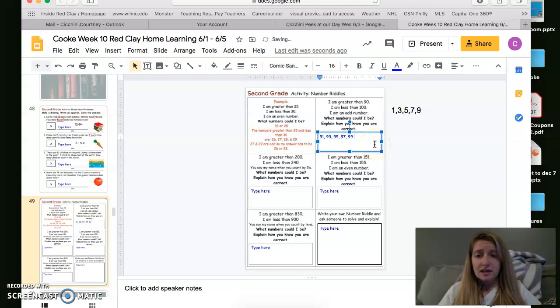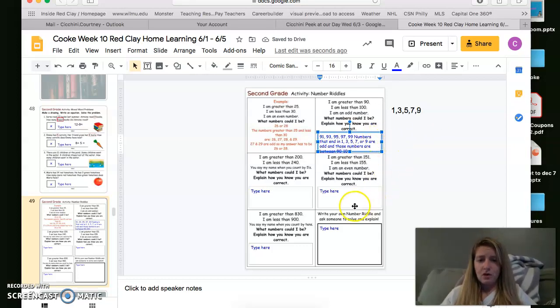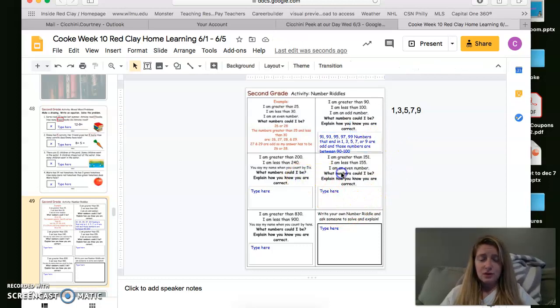So I could write those, and it says, explain how you know you are correct. So I will write numbers that end in 1, 3, 5, 7, or 9 are odd. I could say, and those numbers are between 90 and 100. All right, so then you can do the 3 other riddles by yourself.